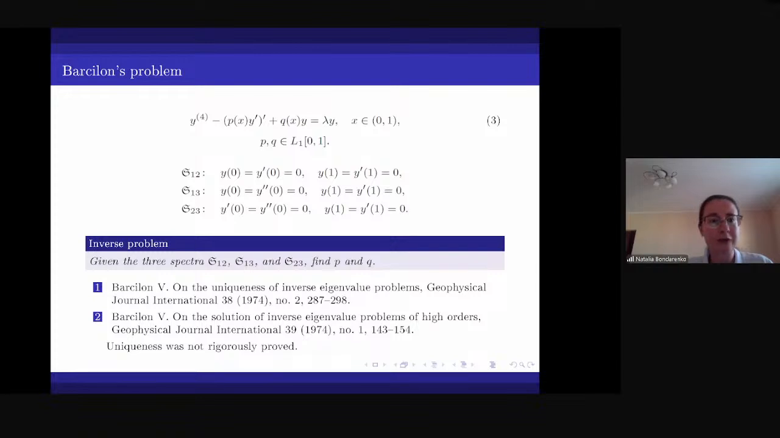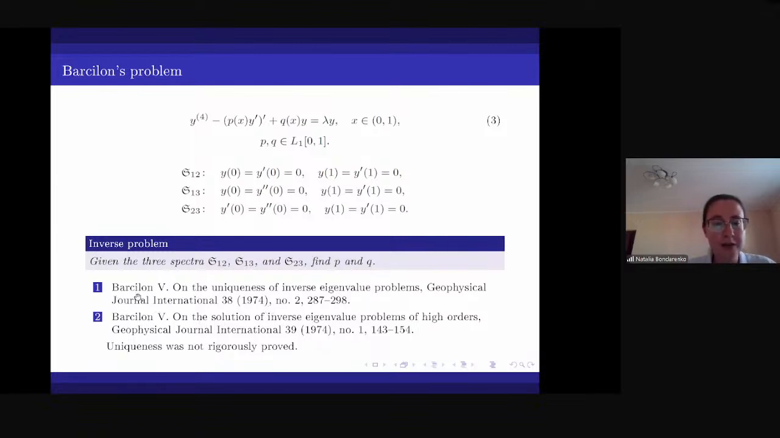And our first inverse problem is formulated as follows. Given the three spectra, we have to find the functions p and q. As far as I know, this inverse problem was first considered by Barcilon in his two papers of 1974. Afterwards, there were also subsequent papers.